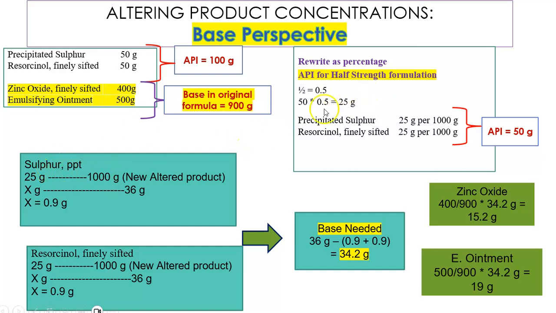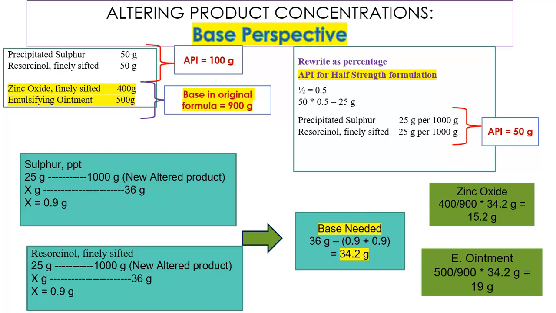Sulfur. We do the step. This step is consistent across all three, where you have the strength and then you say 25 to 1,000, how much to 36 grams. You get the 0.9, the same thing for resorcinol. But this is where it changes. The prescription is for 36 grams. Of course, 30 gram plus 20% excess is 36 gram minus the 2 active. And so we are left with a base of 34.2 grams to figure out how much zinc oxide and how much emulsifying ointment.